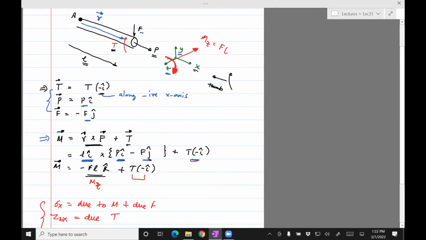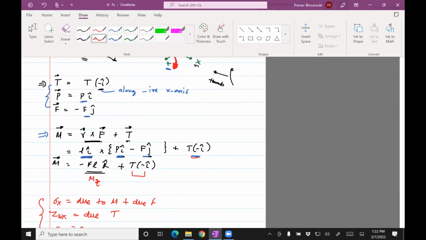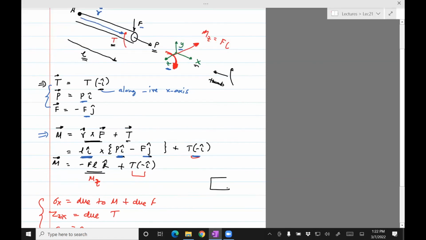Okay, now we've got that. We are now computing the stresses at A. Sigma x, sigma z, at A.